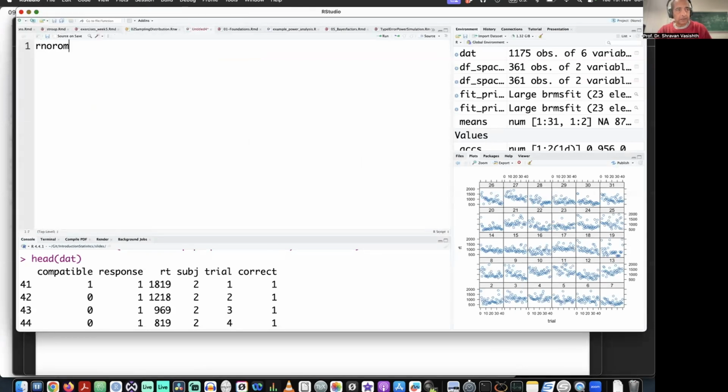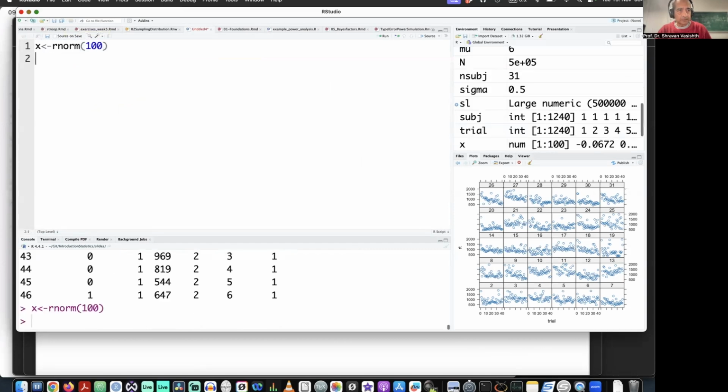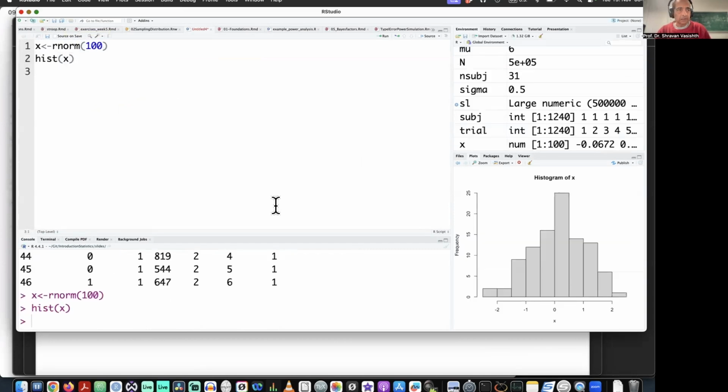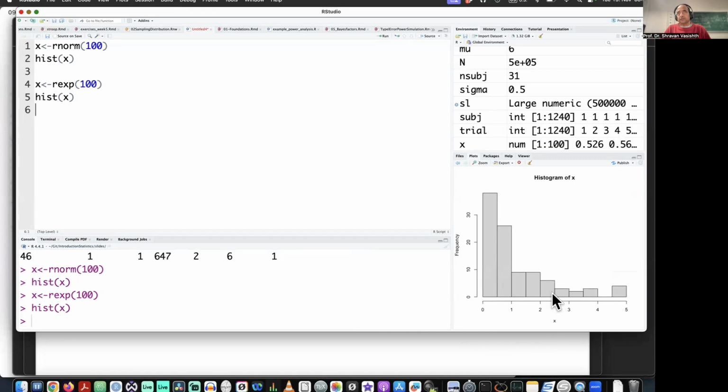So if I take 100 samples from a normal distribution, let's just take the standard normal as an example, these are my samples. If I draw the histogram, this looks Gaussian. But if I had taken 100 samples from the exponential distribution and I draw the histogram of this distribution, that is not normally distributed. That's not normally distributed data.